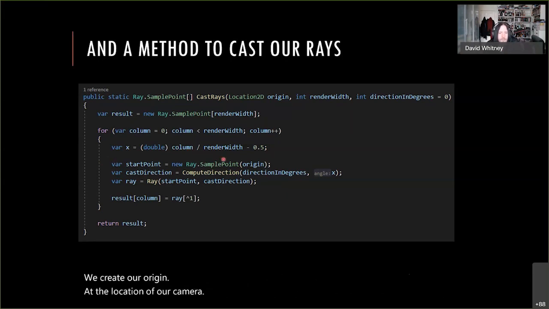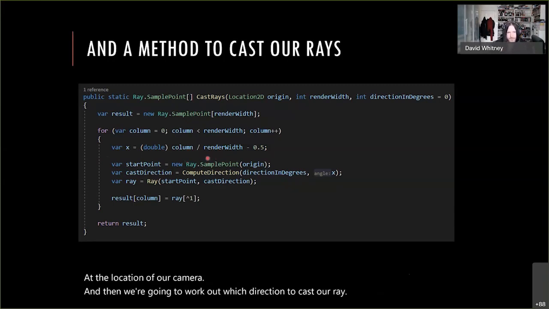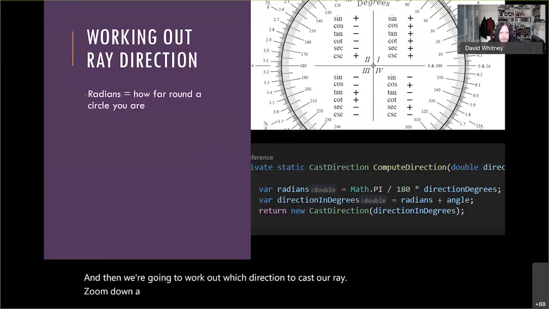And then we're going to work out which direction to cast our ray. Let's zoom down a bit. So this is one of those maths things that you weren't paying attention to in school. Don't worry, neither was I. I had to look this up at age 35.